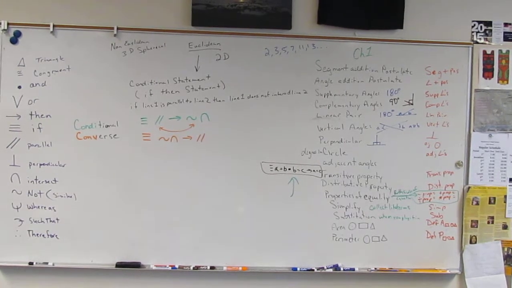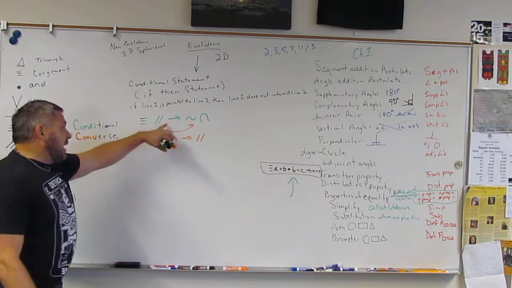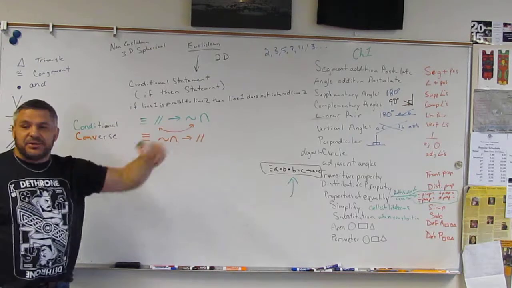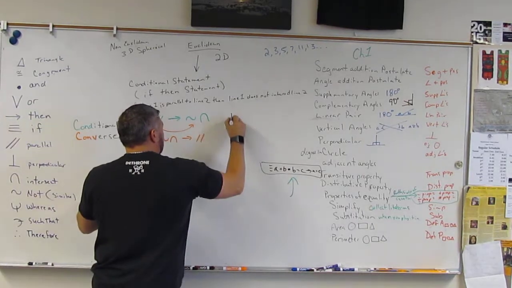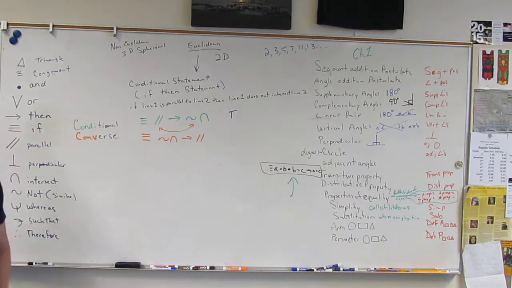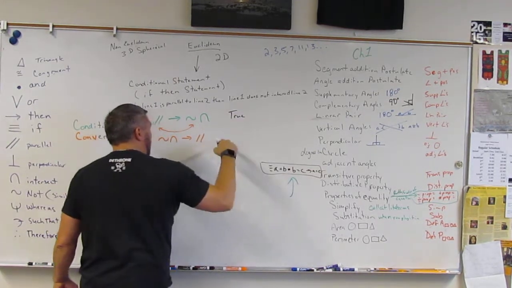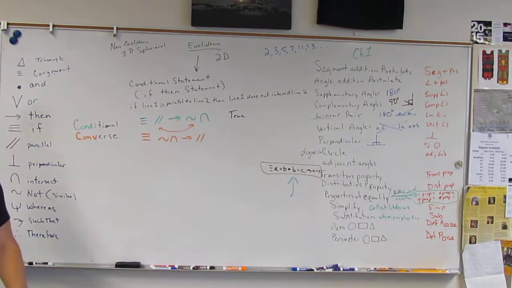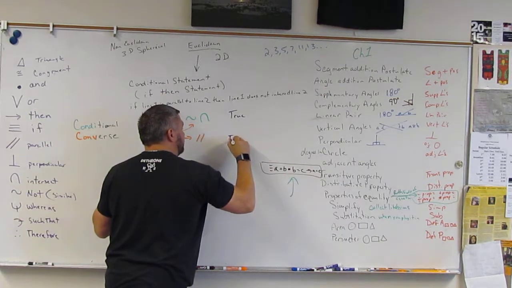Okay? Now this is very, very important. Is this true? Is it true that 2 parallel lines don't intersect? That is true, right? So that's true. Is this true? If they don't intersect, then they're parallel. Yes. Okay? So that's true.